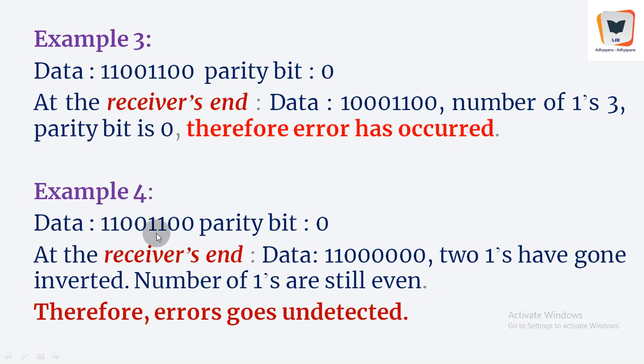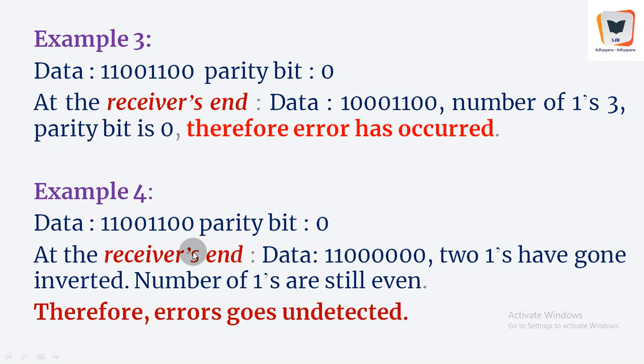Example 4. Here 1, 2, 3, 4. The number of ones is 4, therefore it is already an even parity, therefore 0 is to be represented. And what data goes is this stream of bits, and with a 0. At the receiver's end, if the data becomes something like this, 1, 1, 0, 0, 0, 0, 2 ones have gone inverted, therefore the number of ones is still even.